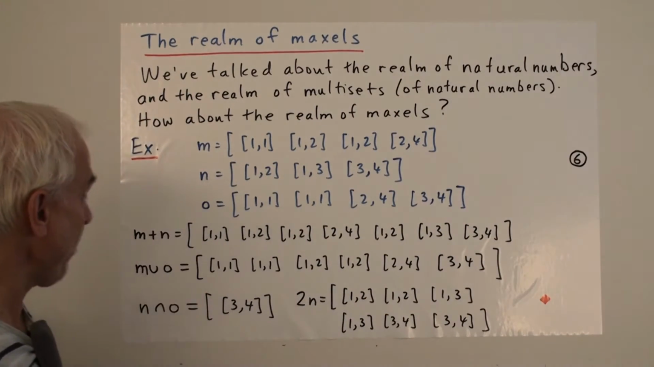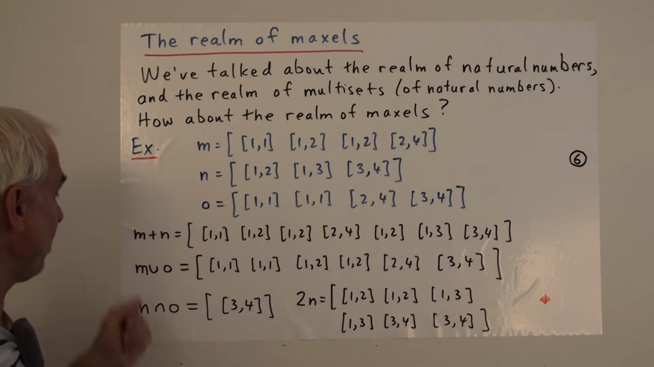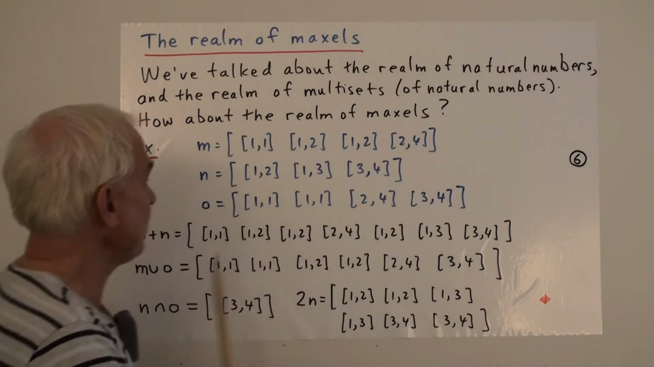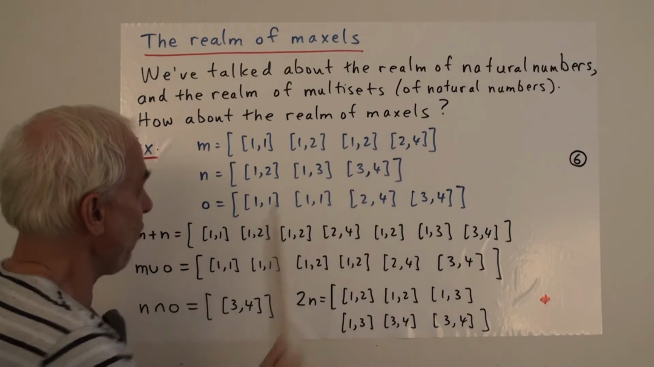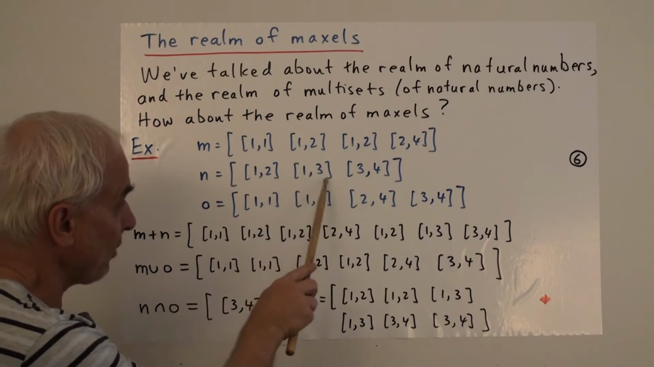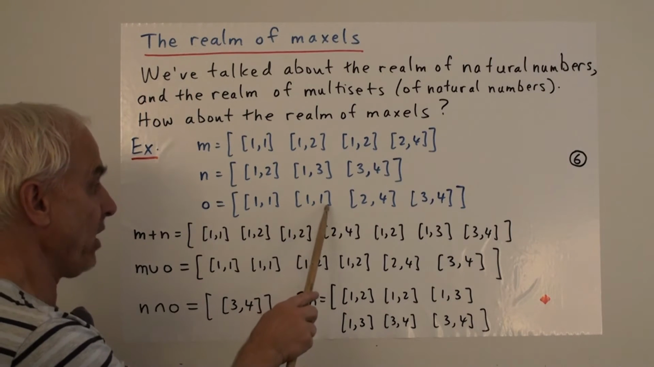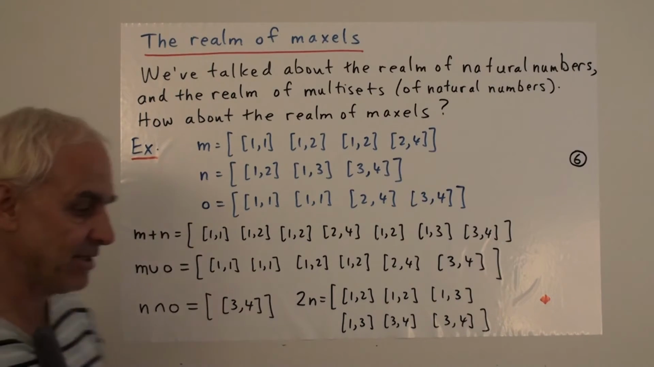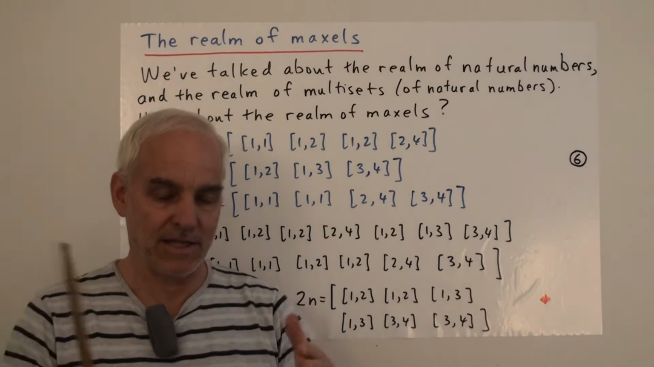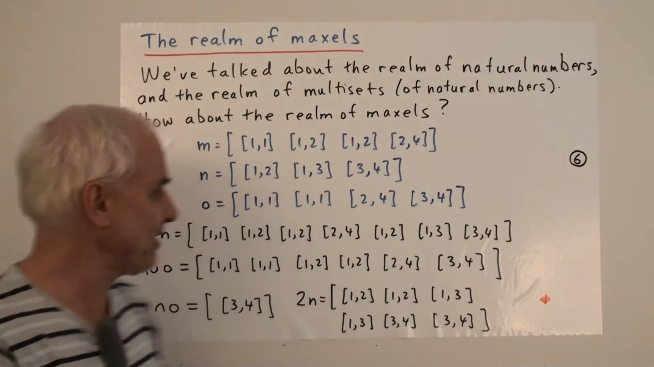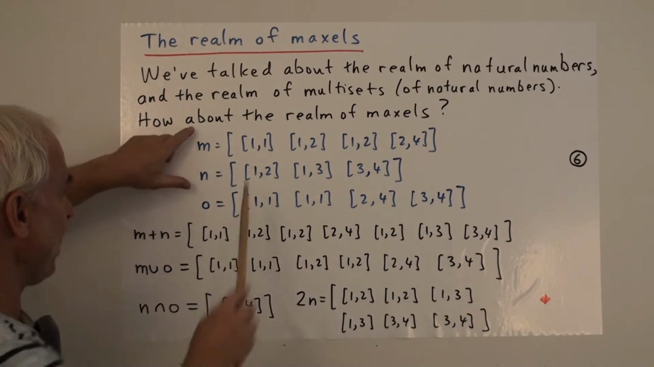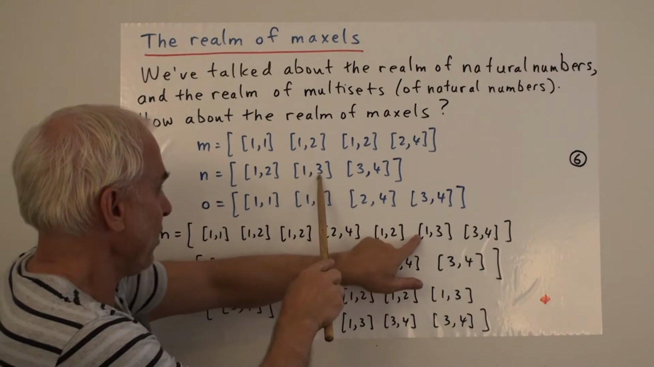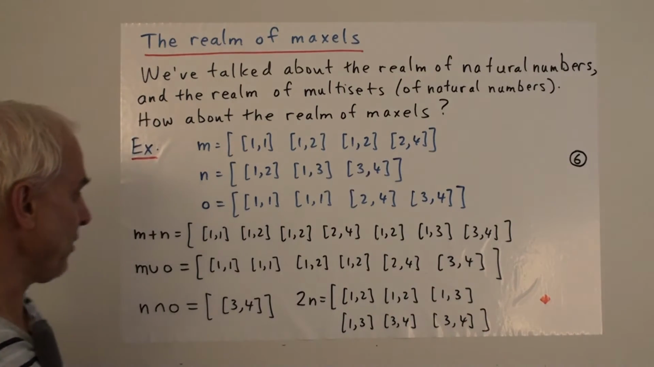So in particular, we're going to have rather familiar operations of addition, union, and intersection. So for example, if we consider these three maxiles, there's M, 1,1, 1,2, 1,2, 2,4. Here's N, which is 1,2, 1,3, 3,4, and O, which is 1,1, 1,1, 2,4, 3,4. Then M plus N, these are multisets, so plus just means addition of multisets. We just dump everything into one big box. So if we add M and N, we just get 1,1, 1,2, 1,2, 2,4, 1,2, 1,3, 3,4. Everything just gets put together.